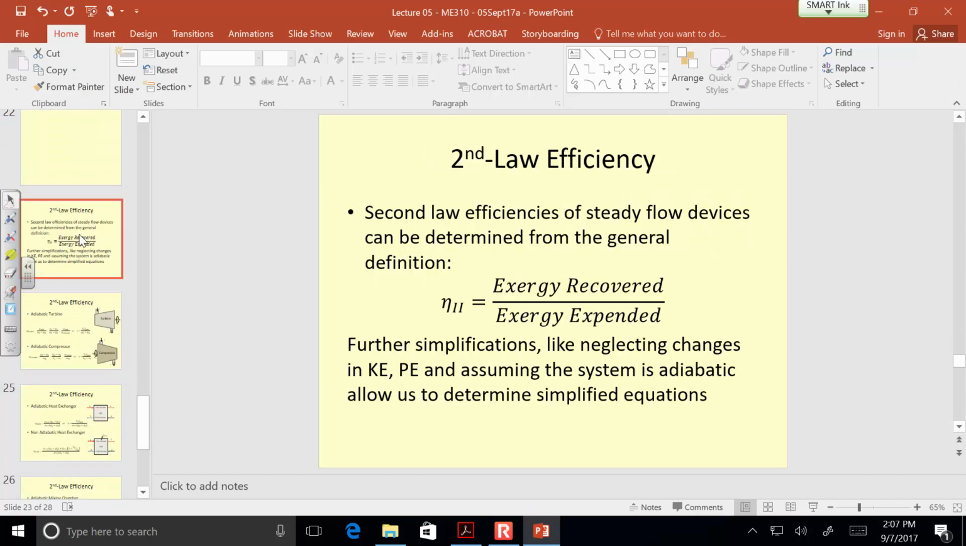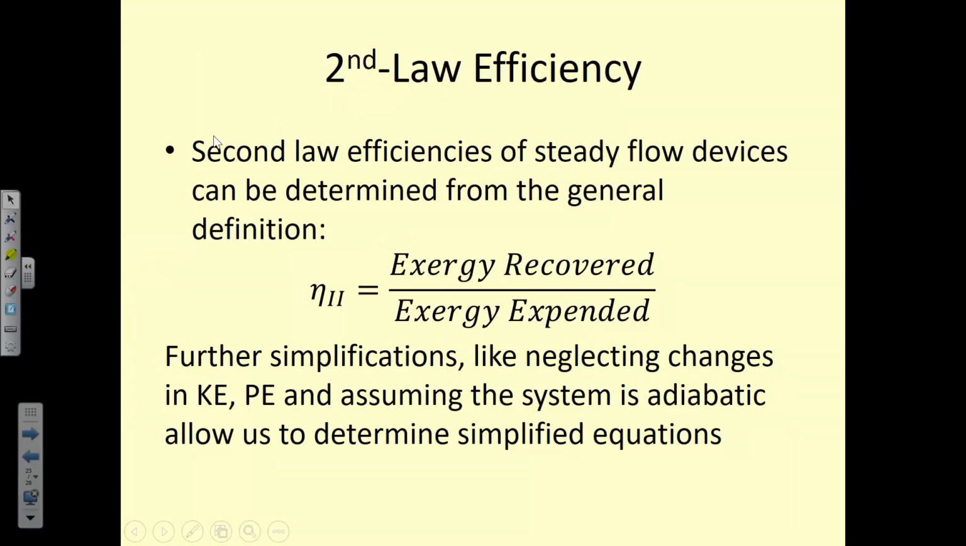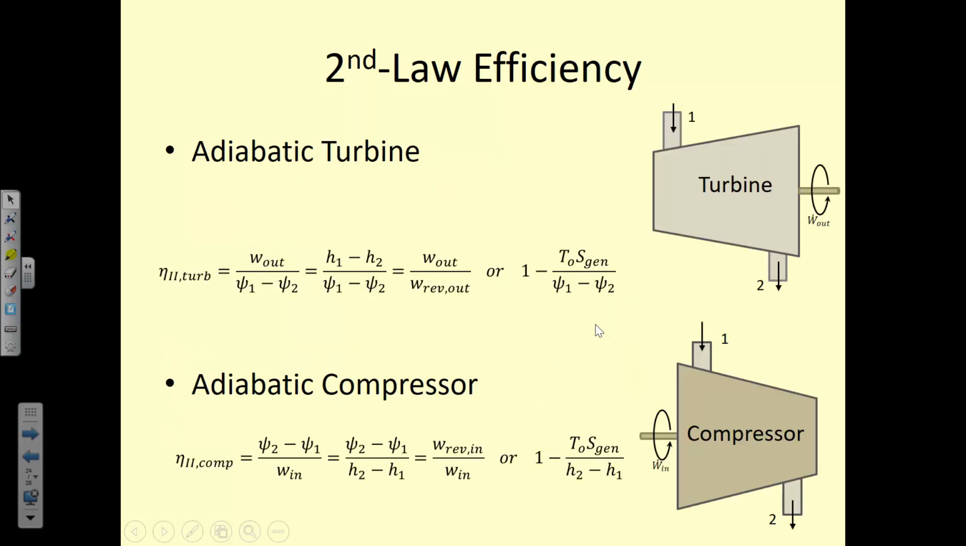Okay, so moving on, we're now talking about the second law of efficiency, which is a way for us to look at steady flow devices and compare them to their best possible selves. Because when we're looking at this second law of efficiency, we're looking at the exergy recovered divided by the exergy expended. So if we neglect changes in kinetic and potential energy, and we assume the system is adiabatic, then we can just determine the simplified equations for each of these steady flow devices.